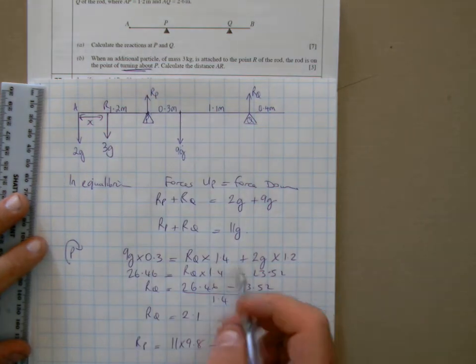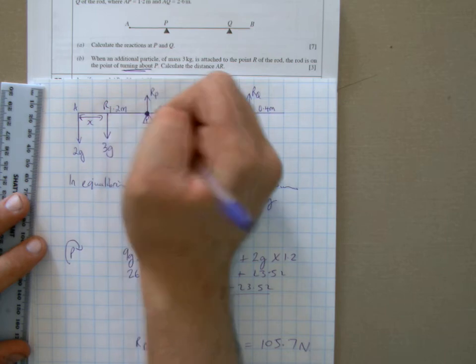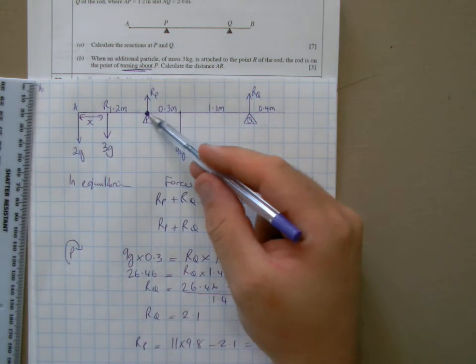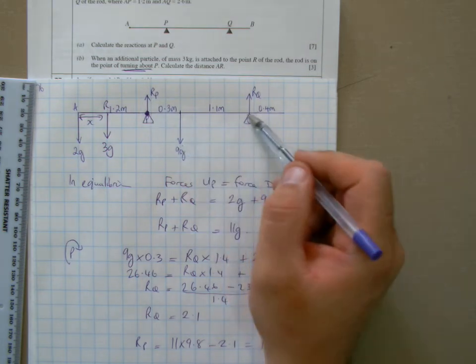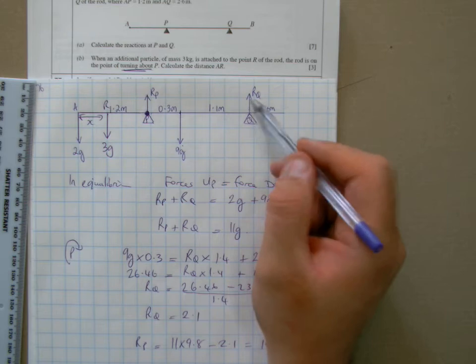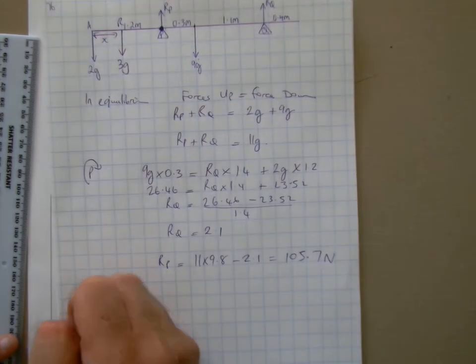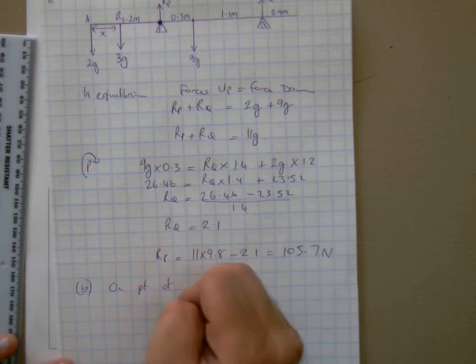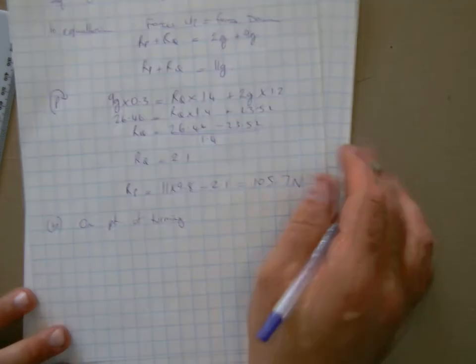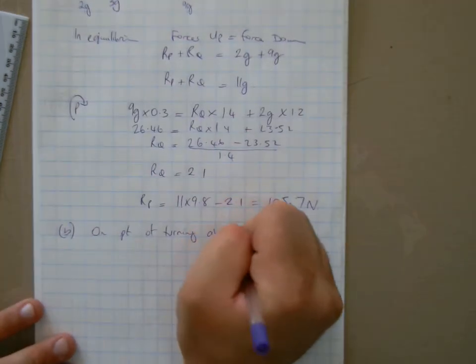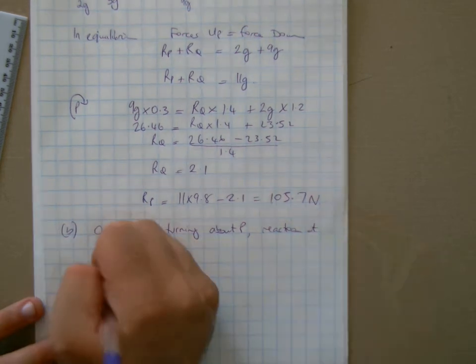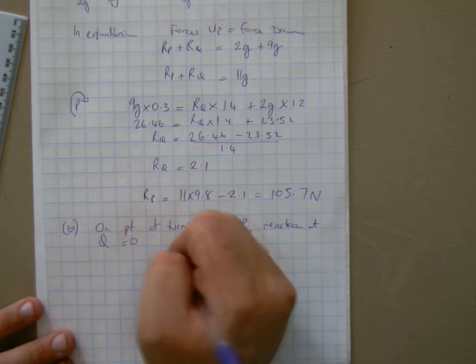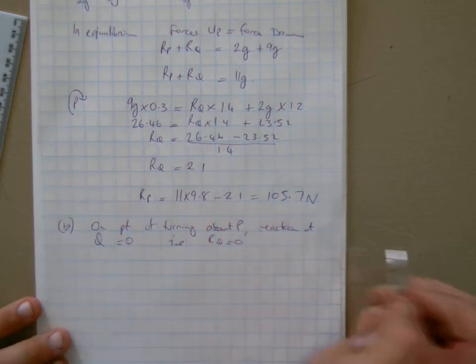If this is on the point of turning about P, that means there's going to be more pressure on P, so the reaction there is going to increase. But if it's on the point of tilting about P, it's on the point of lifting from Q. So that means at Q the reaction will be 0. So on the point of tilting about P, the reaction at Q will be 0, i.e. RQ will equal 0.